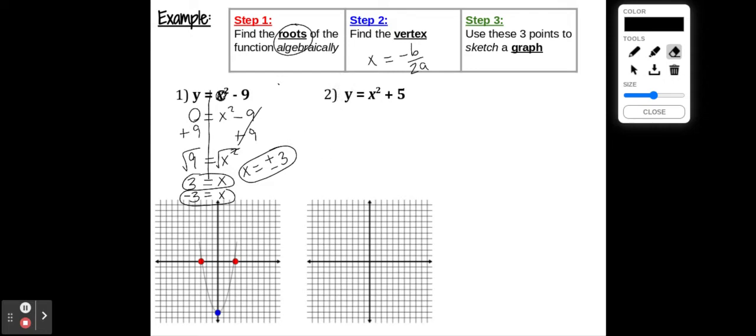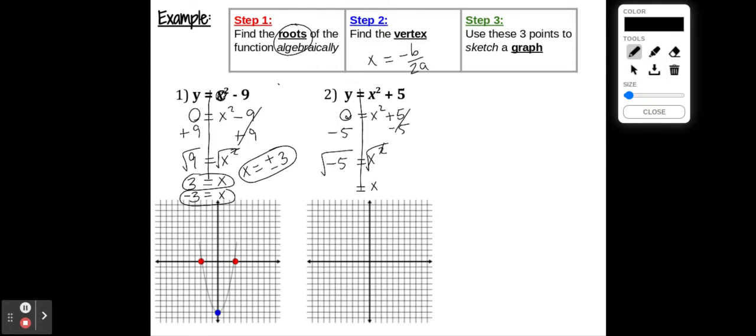Okay, so here on number 2, we're going to do the same thing. We're going to find the roots first. So that's our solutions, with which we know they're x-intercepts. We're going to set y equal to 0. Okay, there we go. And I copied that wrong again. Okay, so I'm getting ready to solve. I have to take away 5. Take away 5. I get x squared equals negative 5. And then when I take the square root of x, I have to take the square root over here.